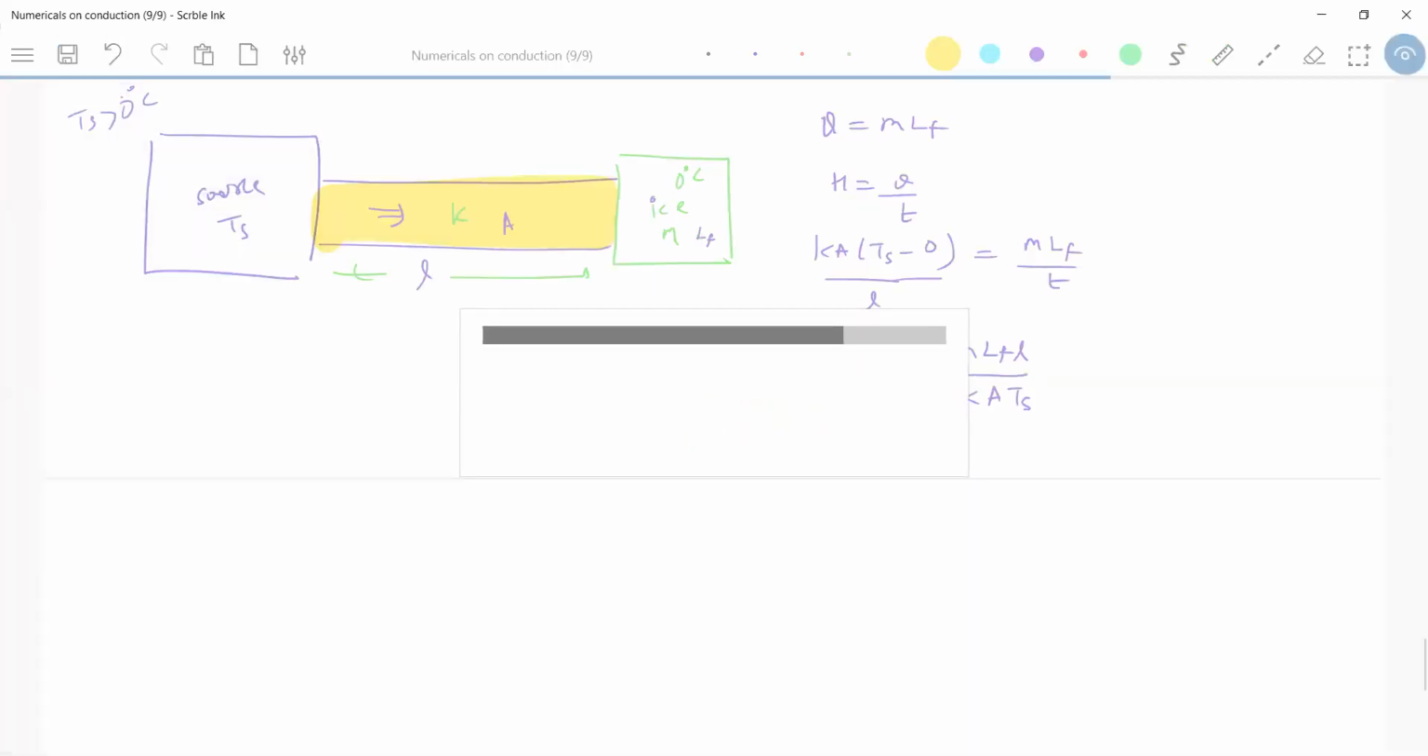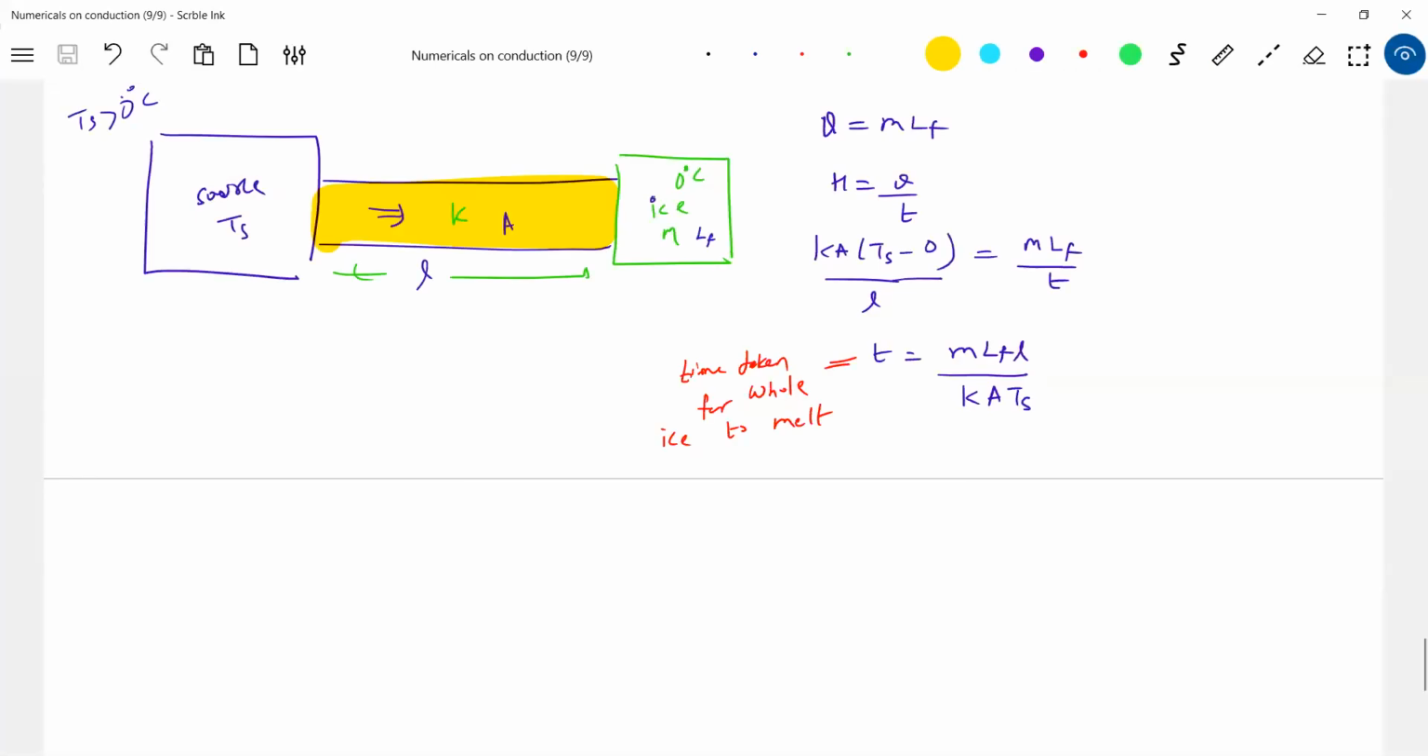Sir, why will the temperature of ice not change? We all know that when a body changes its state, the temperature will not change, no? Common sense.